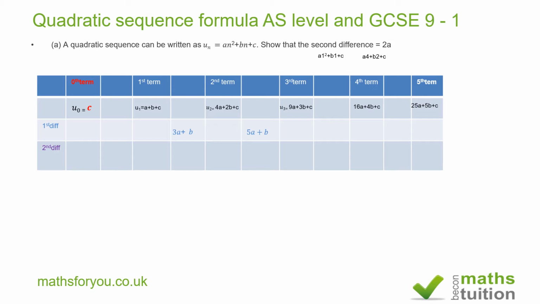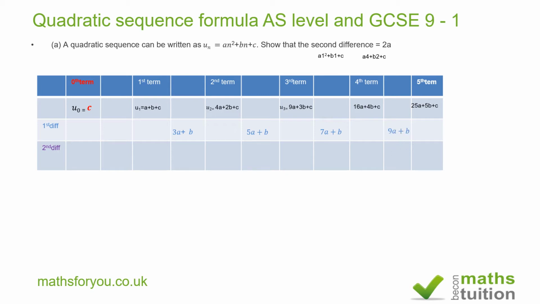The first difference between the fourth term and the third term becomes 16a minus 9a, plus 4b minus 3b, and the c cancels out. We end up again with 7a plus b. Now, note here that these are going up by 2a each time. So we expect in here to have the value of 7a plus b plus 2a, which is 9a plus b.